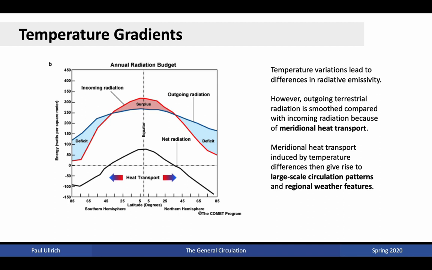The meridional heat transport that is responsible for the redistribution of energy in this sense is also responsible for large-scale circulation patterns and other regional weather features. Specifically, the heat transport is effectively what we experience as weather, and it is the attempt of the Earth to redistribute this energy surplus towards the poles.